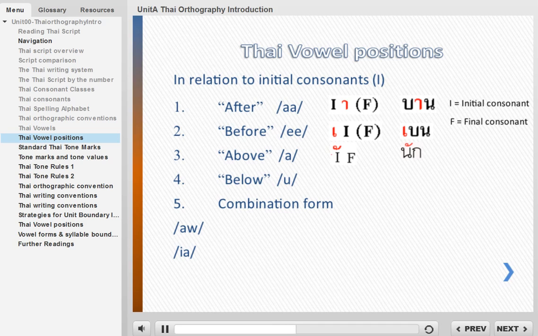Fourth, the below set has the fixed position underneath the initial consonant. The final consonant follows the initial consonant. The example shows the short vowel U.